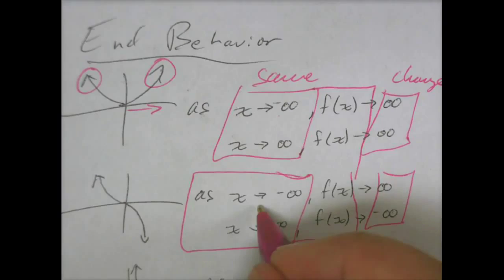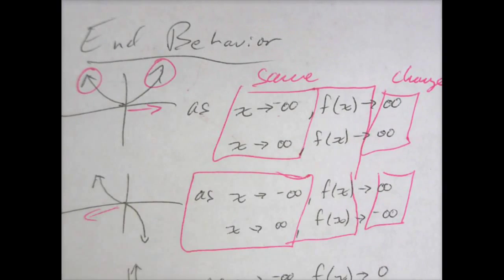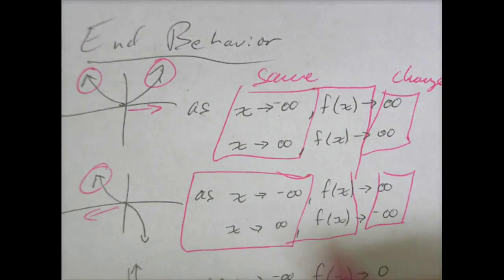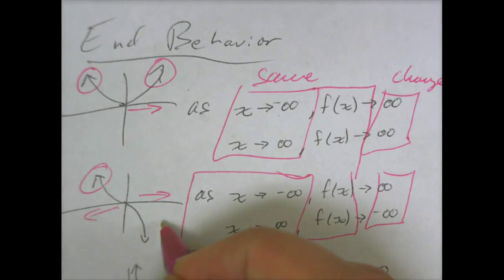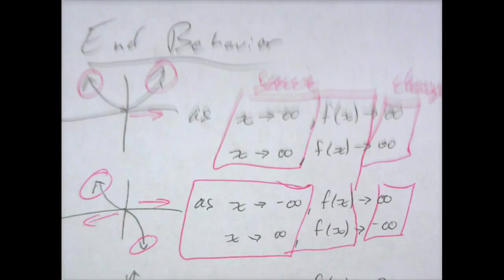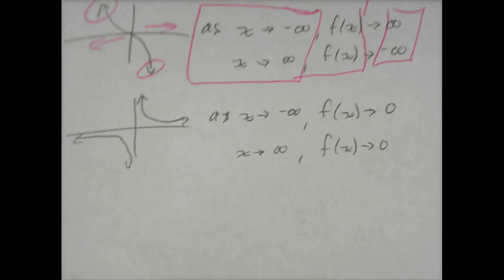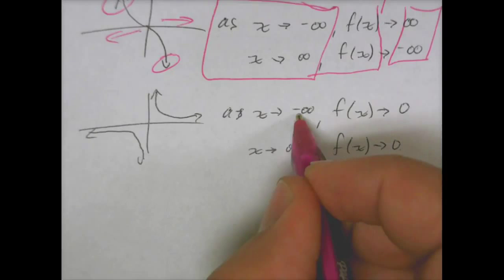Okay, but on this one, as x approaches negative infinity, it looks like it's going up, so f of x is going to approach infinity. As x approaches infinity, it goes that direction, so f of x approaches negative infinity because that goes down and down and down forever.